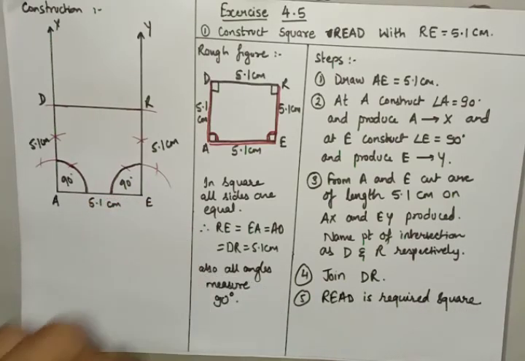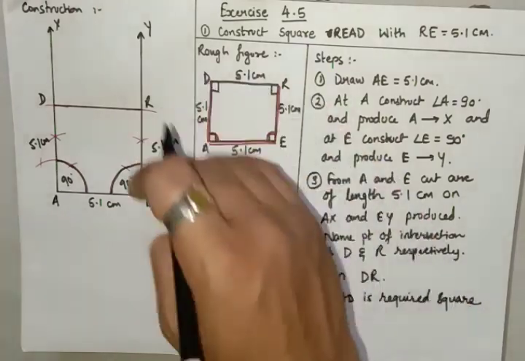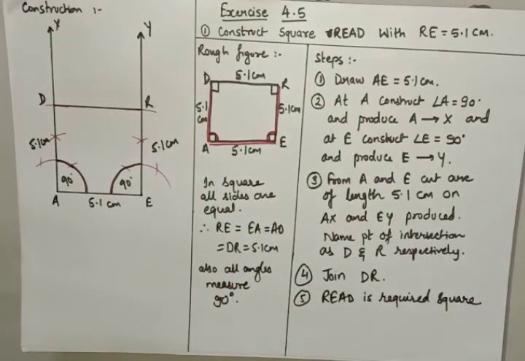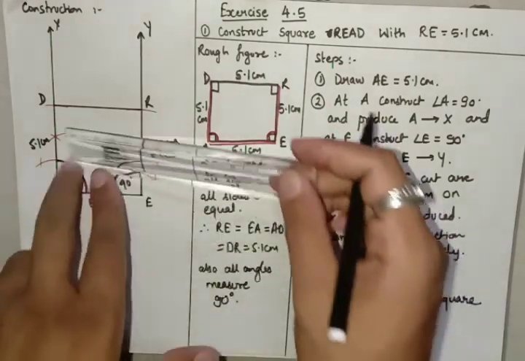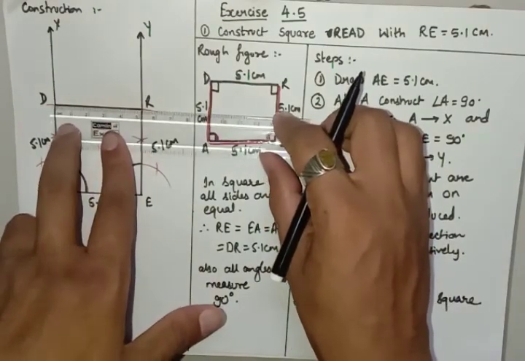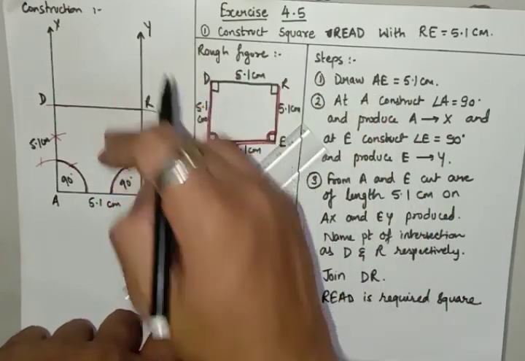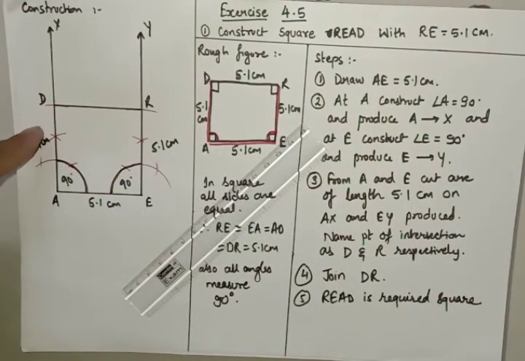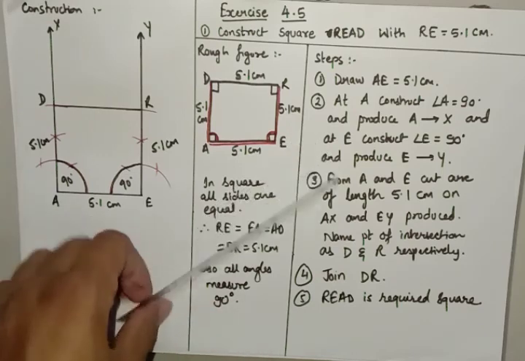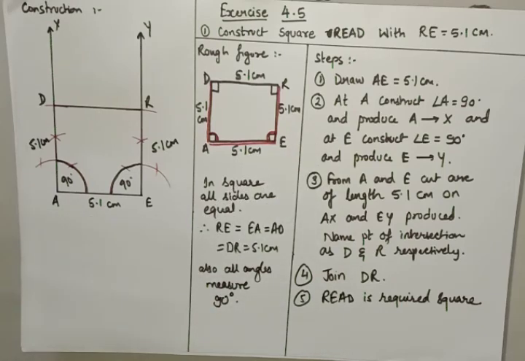Clear? So we will use the same technique. Although we have all the measurements, the rest of the measurements are fulfilled automatically. See, if I measure this DR, this is also 5.1 centimeter, right? If you measure this angle R, this will also be 90 degree. If you measure angle D, that will also be 90 degree. So we have to use the same concept that we have done in the previous exercise. Using the same technique, although we have all the measurements, we will use only a few of them to construct the given type of special quadrilaterals. Okay.